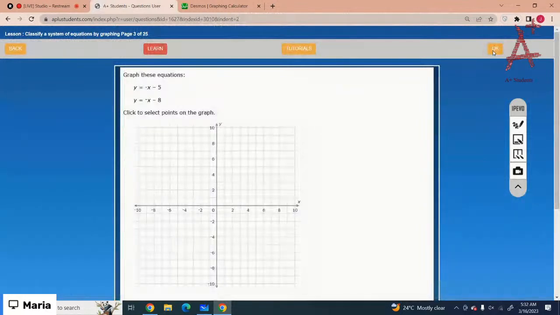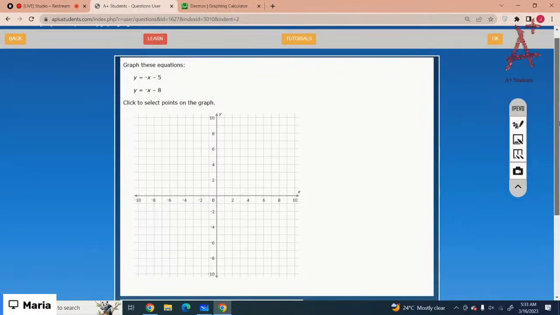Okay, again, y equals negative x minus 5 and y equals negative x minus 8. Both the equations have the same slope. Again, that means the system is inconsistent. Got it? So it is inconsistent.